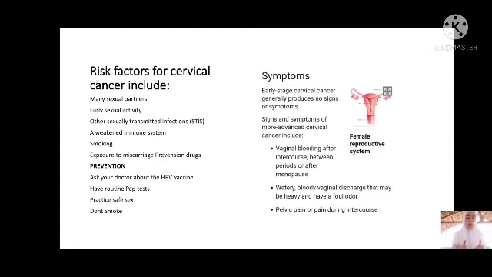A weakened immune system. You may be more likely to develop cervical cancer if your immune system is weakened by another health condition and you have HPV. Smoking is associated with squamous cell cervical cancer. The last is exposure to miscarriage prevention drugs. If your mother took a drug called diethylstilbestrol while pregnant in the 1950s, you may have an increased risk of a certain type of cervical cancer called clear cell adenocarcinoma.